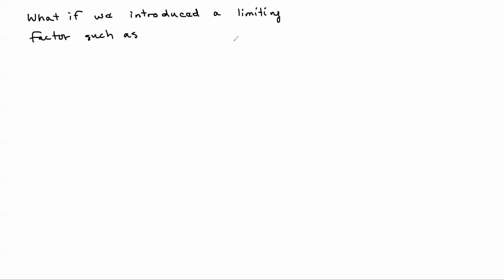Examples of limiting factors could be space or food. So something that just prevents the population from continuing to grow without limitation. Okay. When that happens, the name for that model is the logistic growth model.